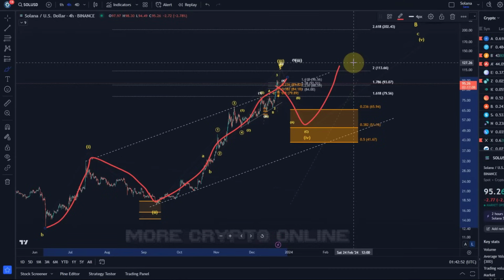And the idea is we are in a third wave. It is extended, but as I said, not unusually extended. And once it tops, we should get a wave 4 at some point. So far, the wave 4 hasn't shown yet, and we continue to simply follow the trend.